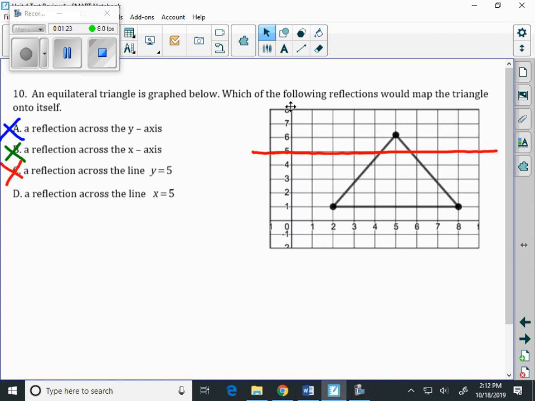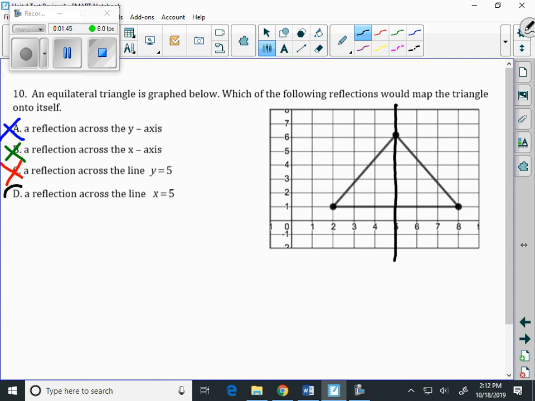So let's see if D really does work. And D says a reflection along the line x equals 5. Well, x equals 5 is here. And if we folded that triangle, then the right side of the triangle would definitely land exactly on the left side of the triangle. So D is a solution to this problem.